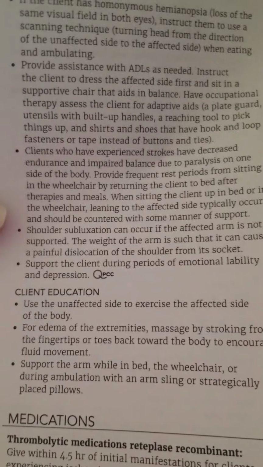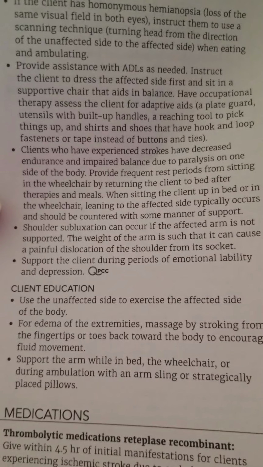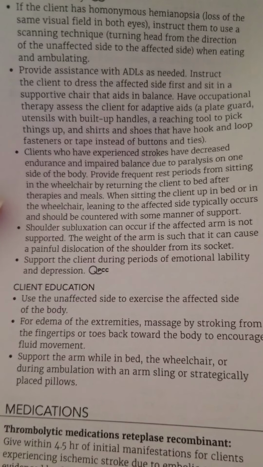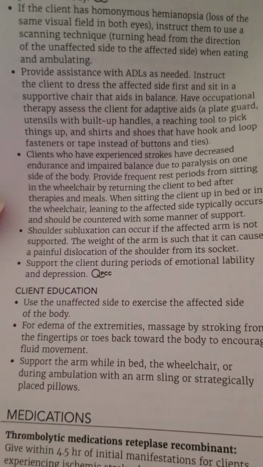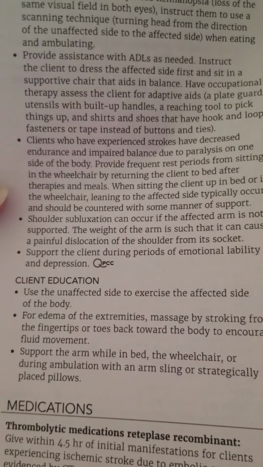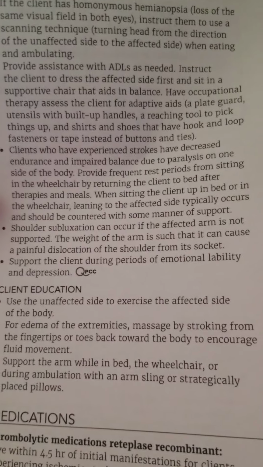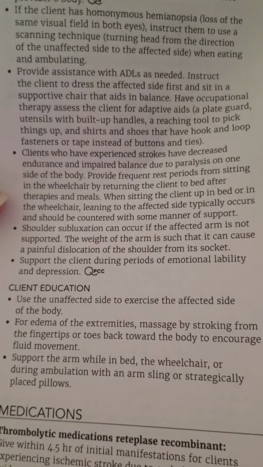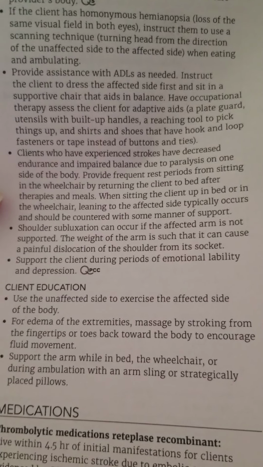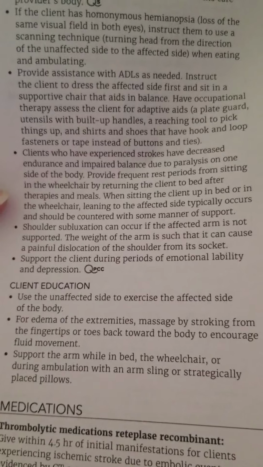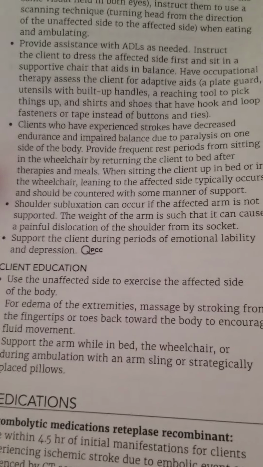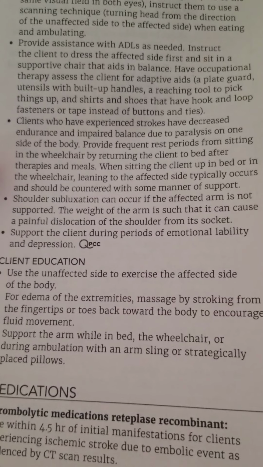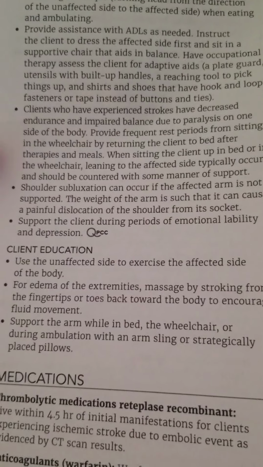Provide assistance with ADLs as needed. Instruct the client to dress the affected side first and sit in a supportive chair that aids imbalance. Remember, address affected side first. Also, have occupational therapy assess the client for adaptive aids: a plate guard, utensils with built-up handles, a reaching tool to pick things up, and shirts and shoes that have hook and loop fasteners or tape instead of buttons and ties.